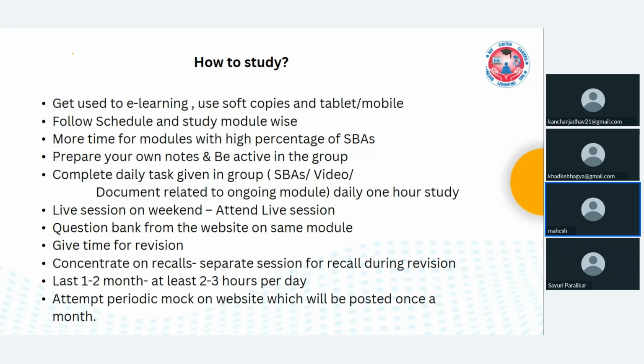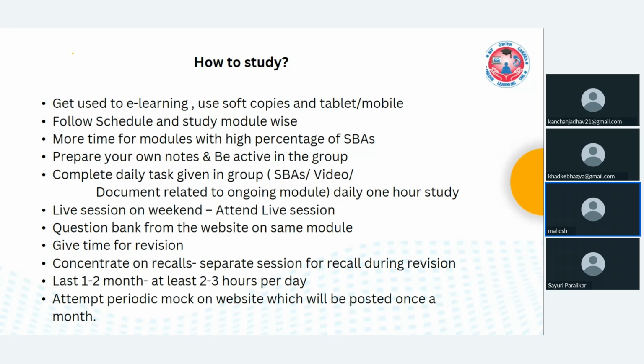Okay, like biophysics will have 7 to 8 SBAs, so even if you cover recalls only, almost 60-70% will be recalls. Okay, so it will be very easy to prepare those modules in a short time. But for those with higher weightage, you give more time.